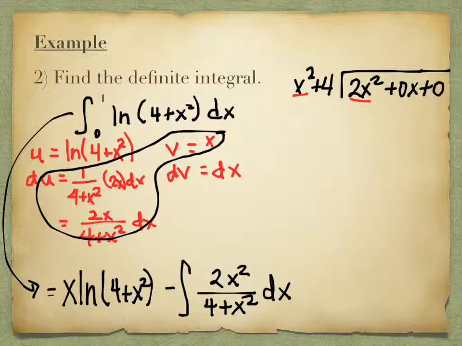And I basically ask myself this question: what do I need to multiply x squared by to get 2x squared? And the answer would be 2. So we're going to put a 2 here, and then we're going to do the multiplication. 2 times the x squared is the 2x squared. And then 2 times the 4 is actually 8. So I'm going to put it up over here. Underneath is the last 0.